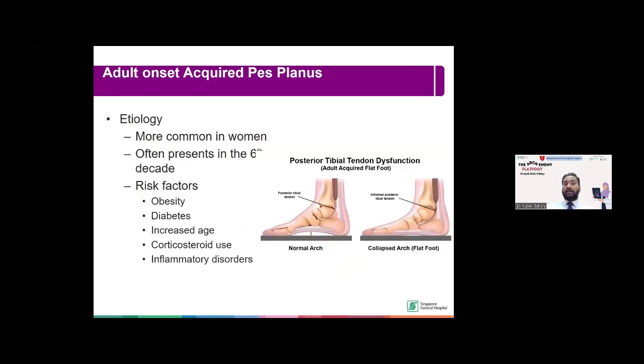It tends to be more common in women and often present in the 6th decade. So they're typically in their 60s. There are some risk factors, including obesity, diabetes, increased age, use of steroids, and also inflammatory disorders such as gout or with rheumatoid arthritis.